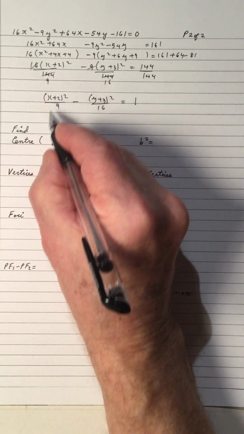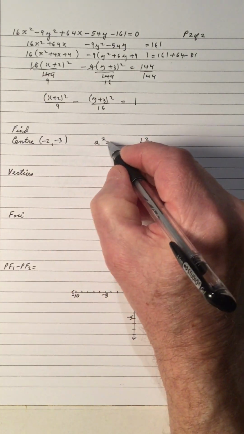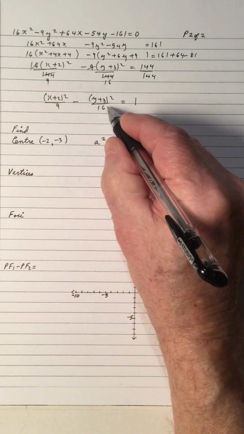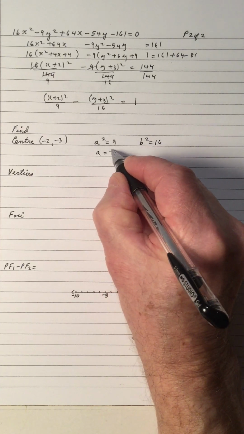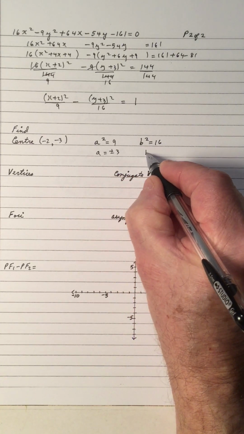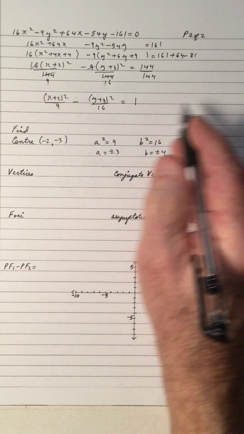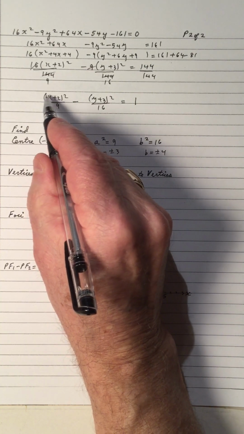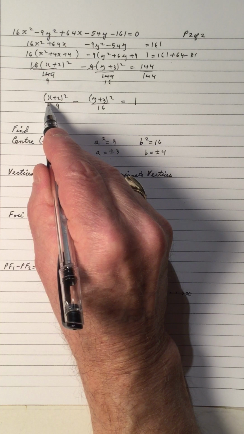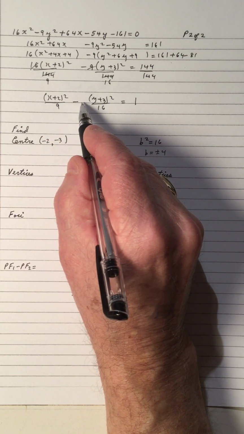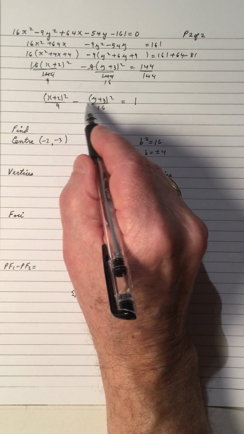So the center is the opposite of 2, which is negative 2, and the opposite of 3, which is negative 3. A squared is with the x. B squared is with the y underneath. A is plus or minus the square root of 9, which is 3. B is the square root of 16, which is plus or minus 4. Because this term is positive, the transverse axis is along the x; the x-intercepts are on the positive term. The negative one will not cut, in this case, the vertical.